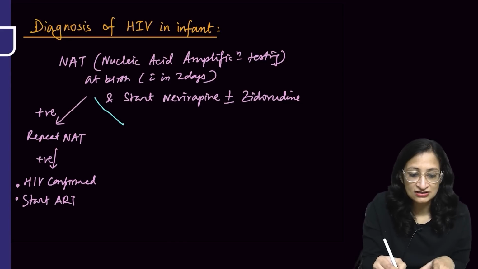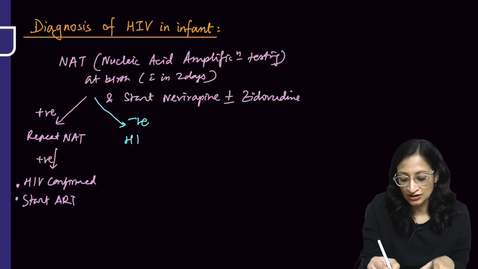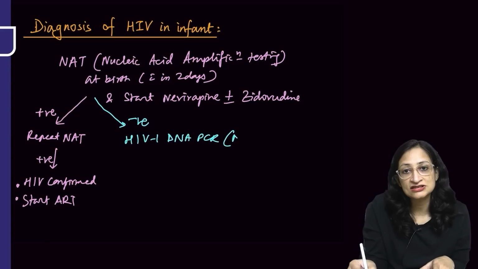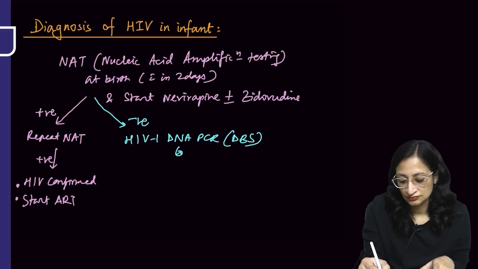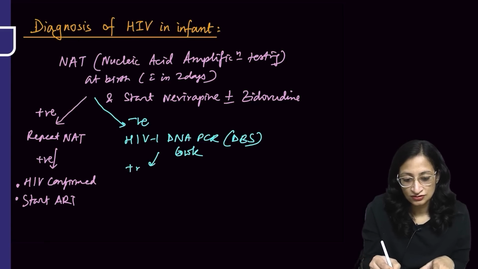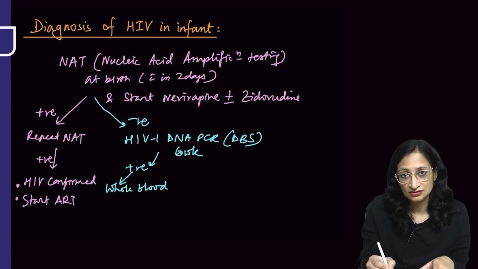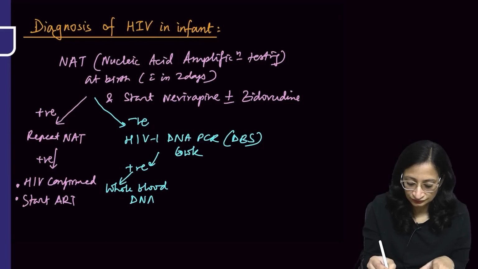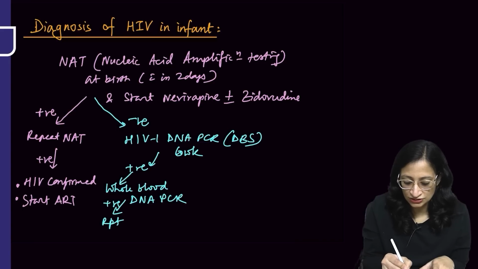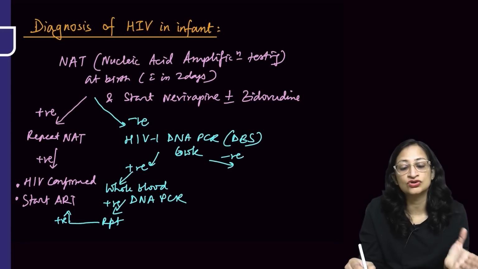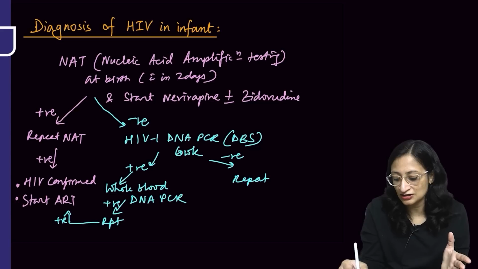Okay, so if the NAT is negative, then you do HIV-1 DNA PCR on DBS at 6 weeks. Again, if it is positive, you do whole blood DNA PCR. Again, if it is positive, reconfirm and then start ART. If the whole blood DNA PCR is also positive, then you repeat. Still if it is positive, you start ART. If it is negative at 6 weeks, then you repeat at 9 months.